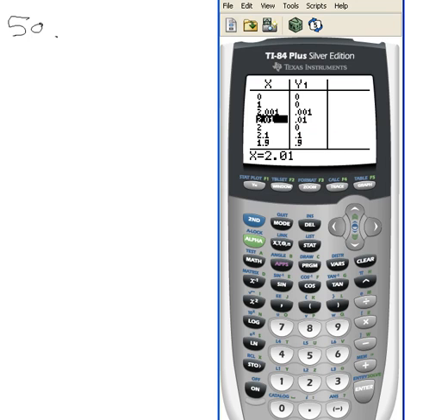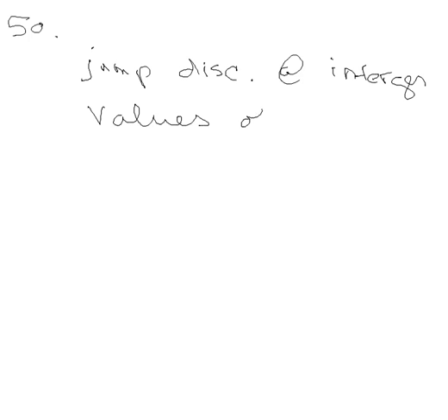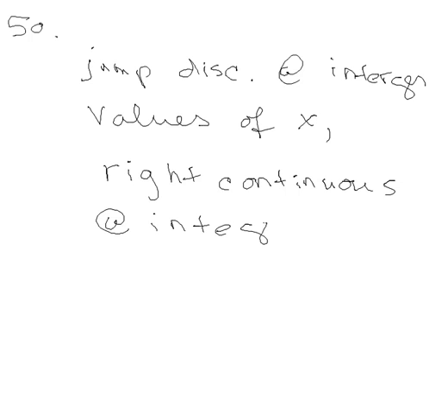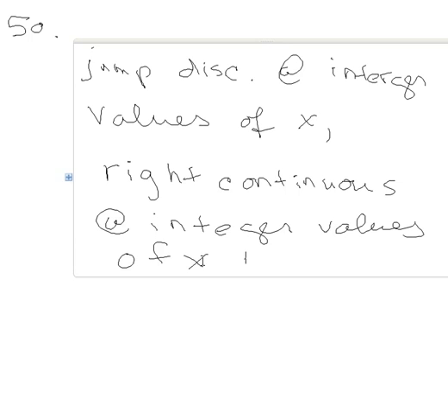So we will say that we have jump discontinuities at integer values of x, and that it is right continuous at integer values of x. And let's see if that's all they want. Yeah, left or right. So yeah, good to go. Okay.